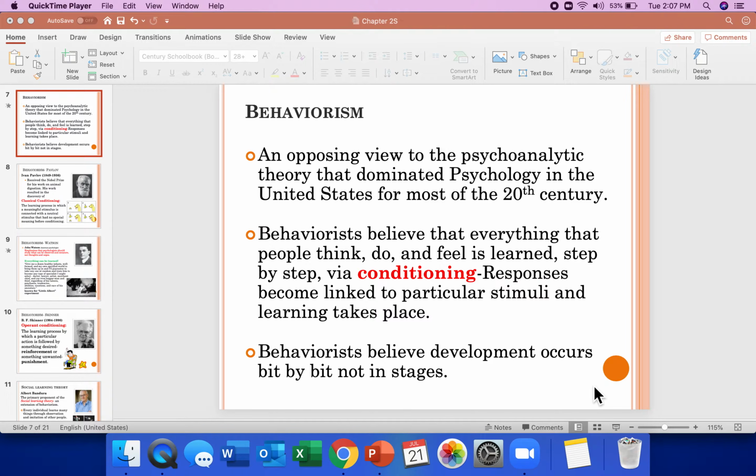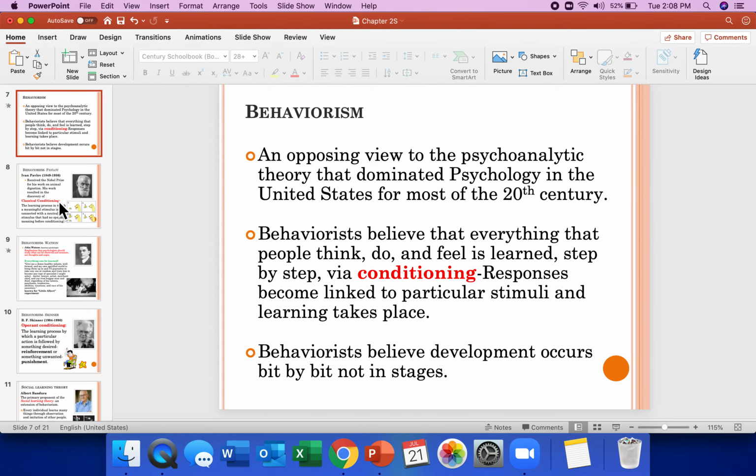And we learn through the process of conditioning, and that is associating a response to a particular stimulus. And the more we receive that stimulation, we tend to respond in the same way, and therefore we become conditioned to respond in a particular way.